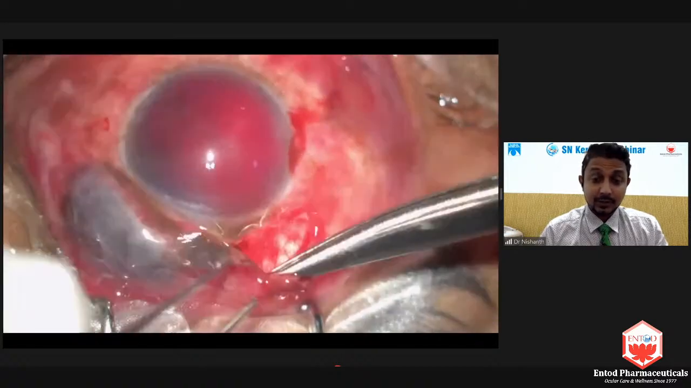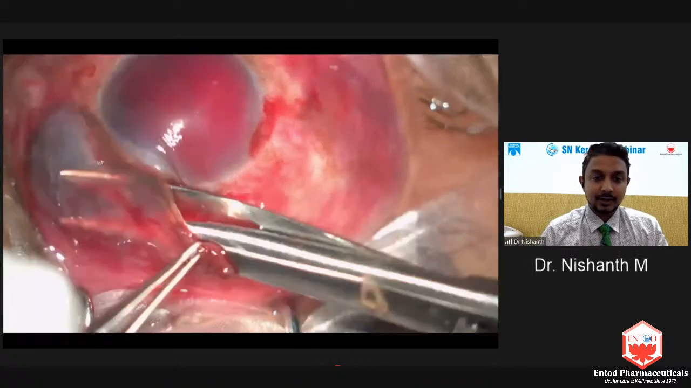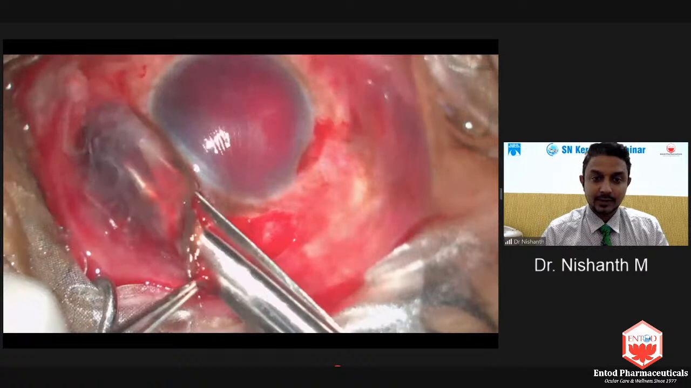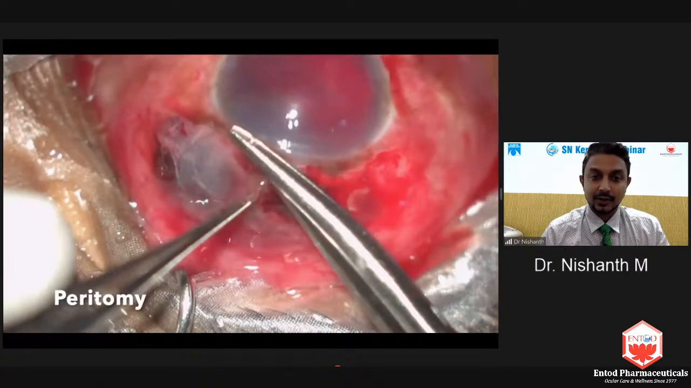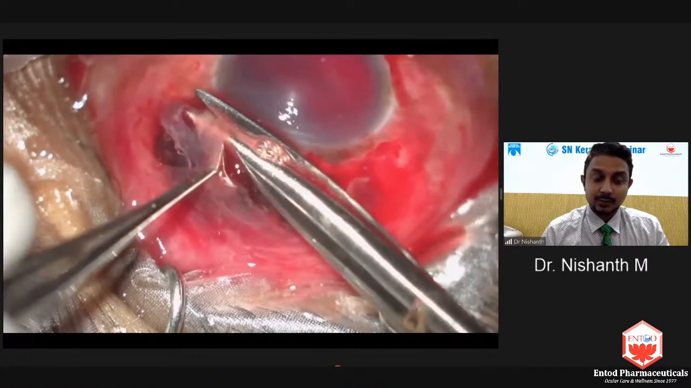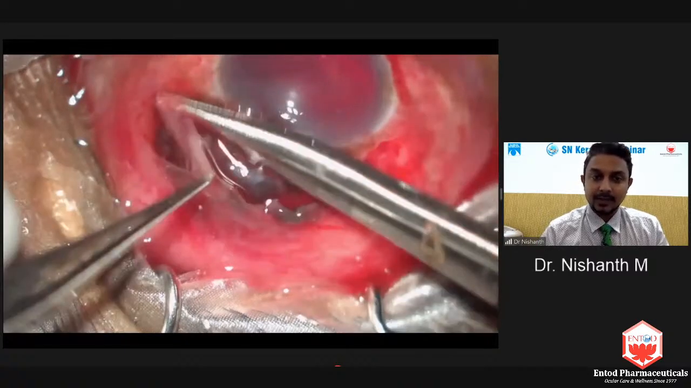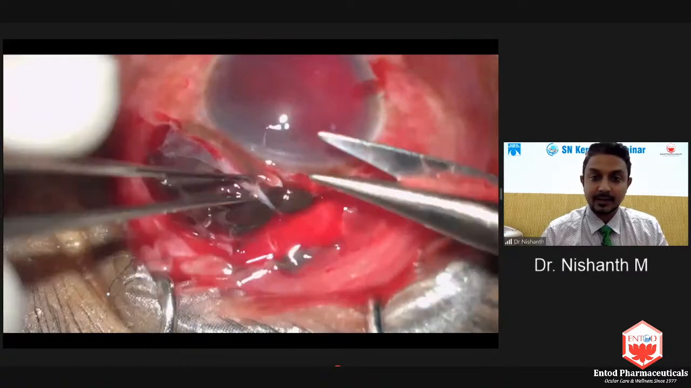The first few important things: make sure that you dissect each layer individually. So I did not directly go to the tenons. I removed only the conjunctiva over it, to see whether there was any membrane formation or the presence of tenons. Once I removed the conjunctiva, I went to the next layer, the tenons under it. After removing it completely, I found out that, as you can see, there is a membrane.